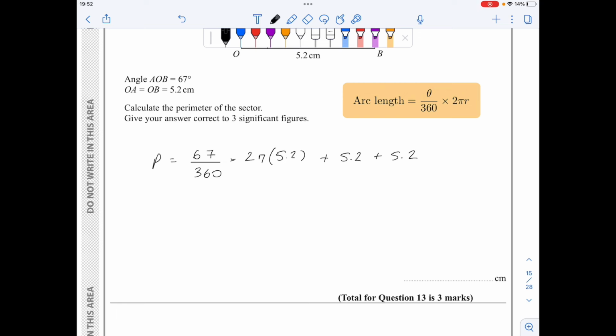Put this on the calculator and you'll get 16.5 to 3 significant figures. Note that any answer between 16.4 and 16.5 is accepted by the mark scheme, but an exact answer that is in terms of pi is not accepted.